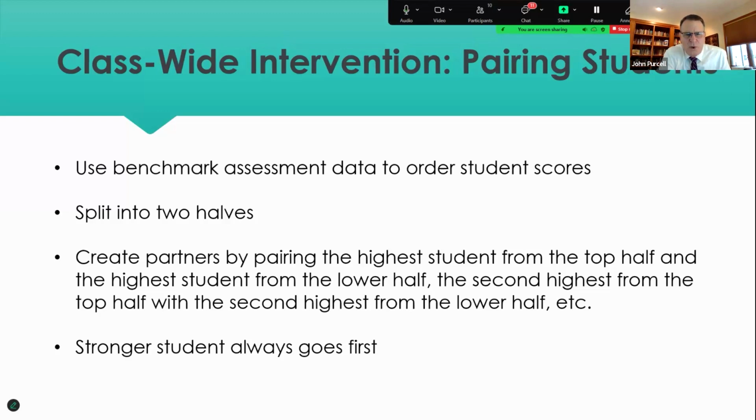And when we begin all of these strategies, the stronger student, the more proficient student, always goes first as a model. It models for the lower performing student, as well as provides a sense of security. They've already heard the reading. In this case, they're going to reread, in the case of partner reading. So that's how we create the partners.